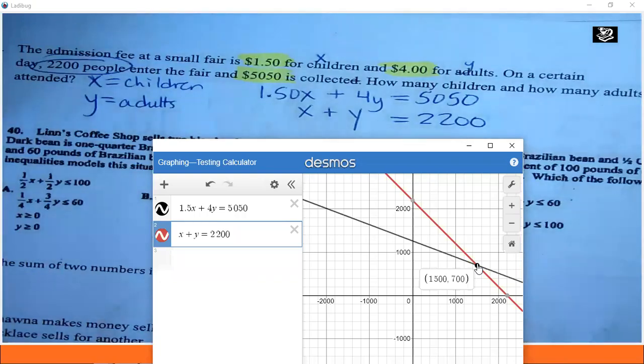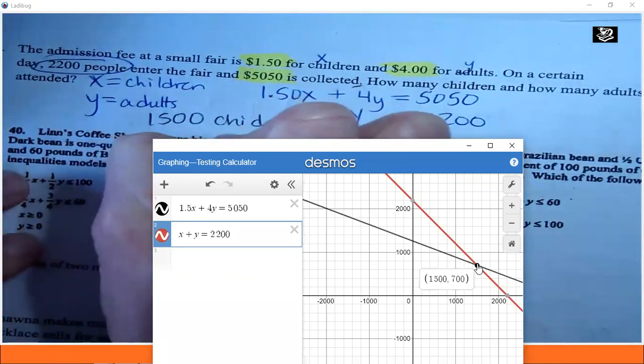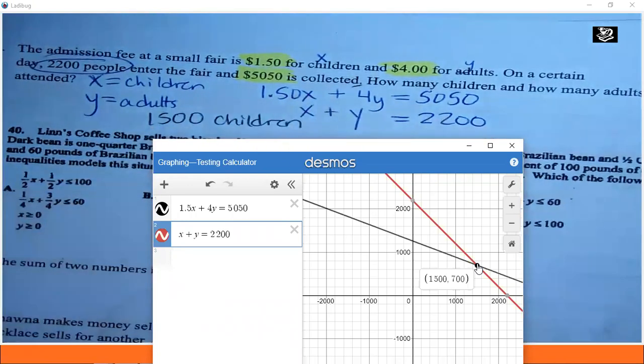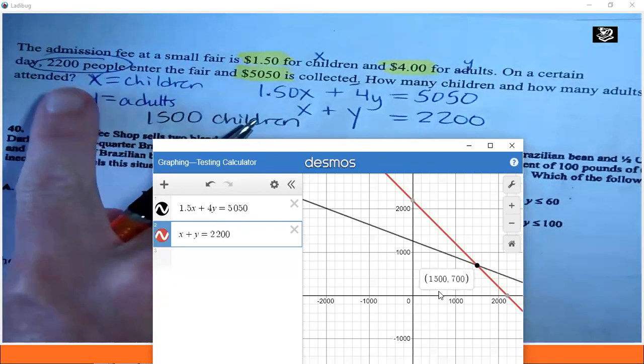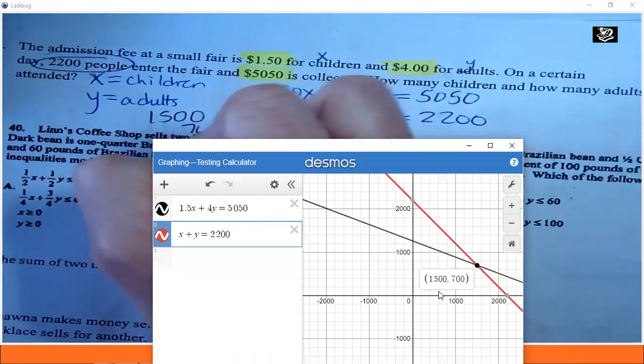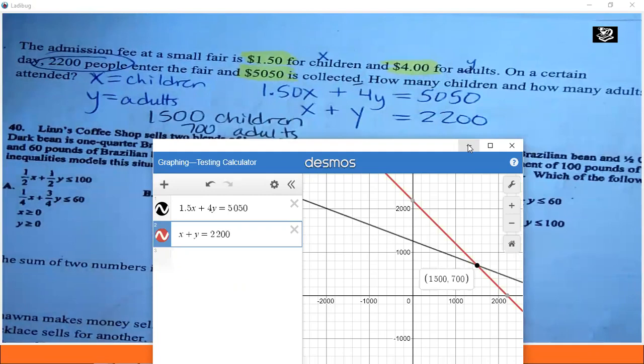Isaac, how many children attended? Good. X is children. So there were 1,500 children that attended the fair. Janiyah, how many adults attended? 1,500. No, 1,500 was children because X is... Oh, 700. Sorry. 700 adults. Okay. Questions?